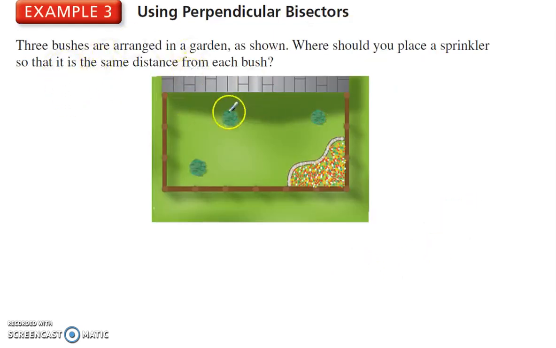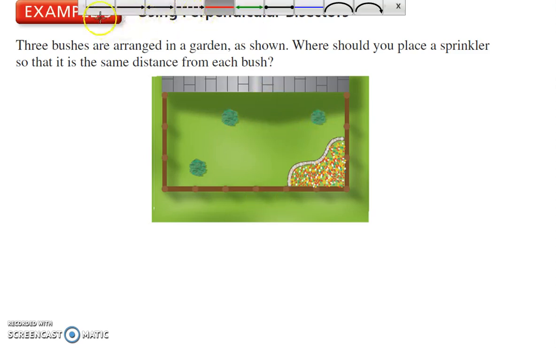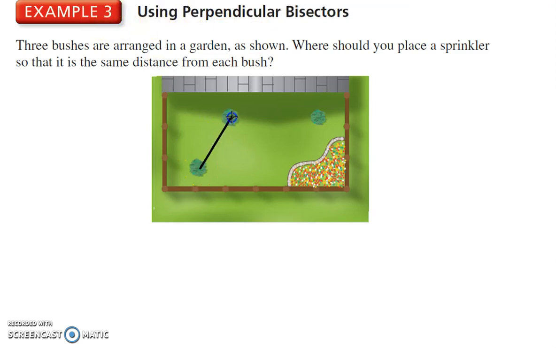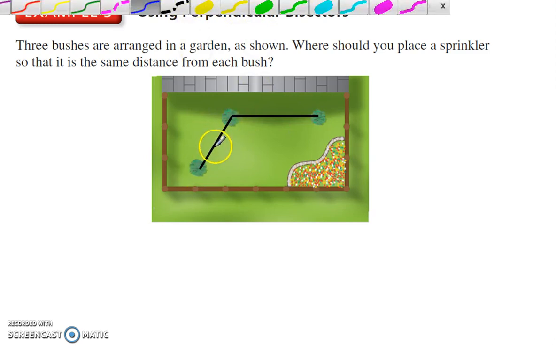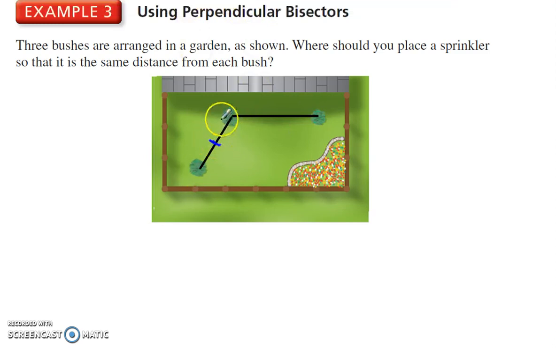All right, 3 bushes are arranged in a garden as shown. Where could you place a sprinkler so that it is the same distance from each bush? This one's a little bit tricky, but it has to do with what we've been doing in this lesson. We have to somehow have an arc that goes over each of these, and in order for them to be the same distance from the center of the circle, that has to be a perpendicular bisector. So what we're going to do here is connect these like so. Then we would have to find the middle, and you can do that by measuring or constructing.